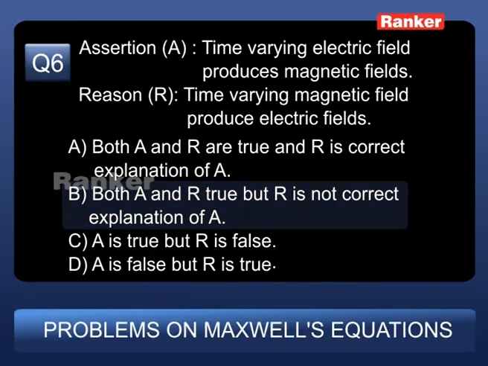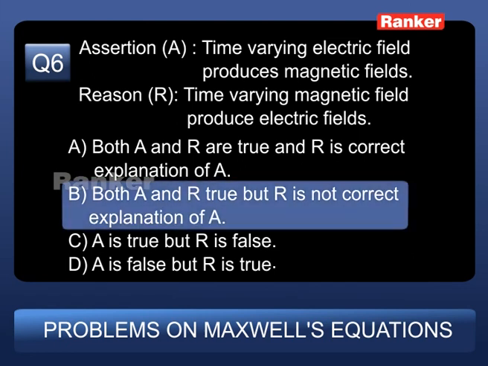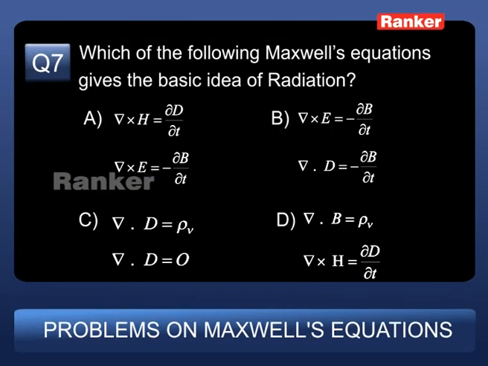Both A and R are true, but R is not the correct explanation for A. So clearly option B is the right answer. So option B we are supposed to identify. The next question was given like this: which of the following Maxwell's equations gives the basic idea of radiation?